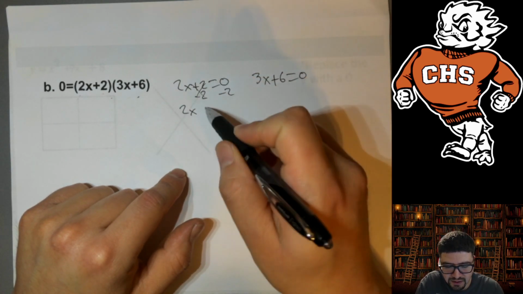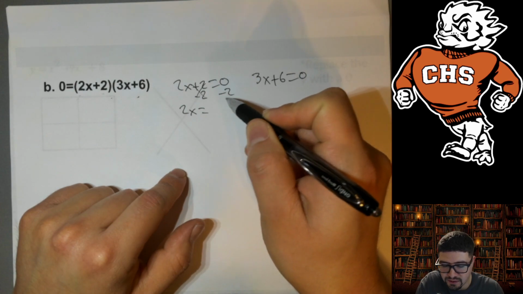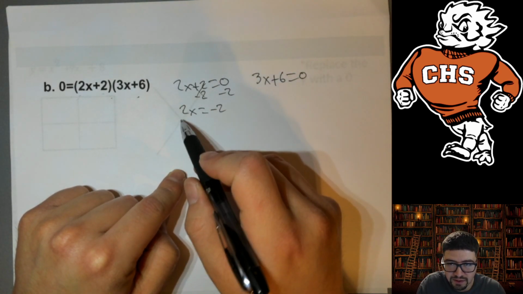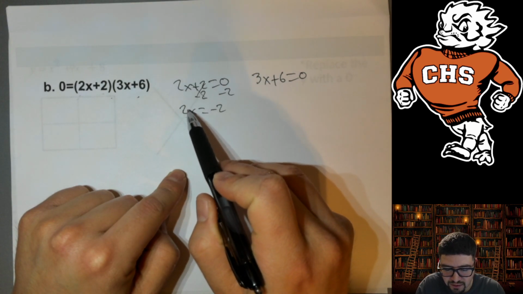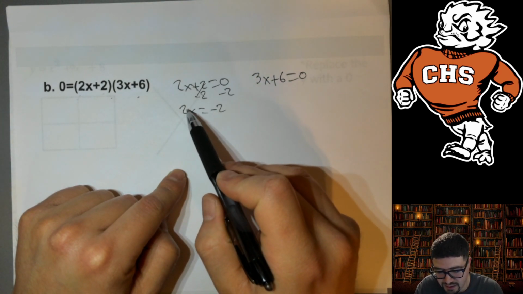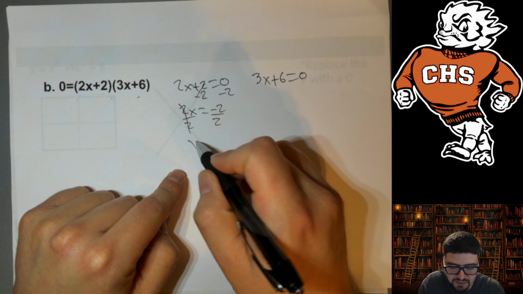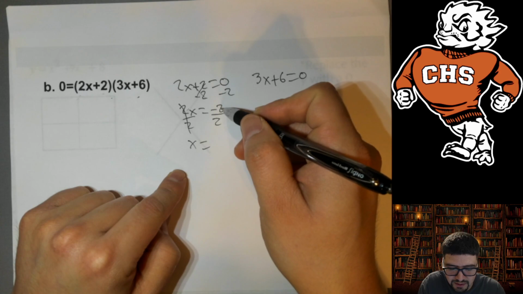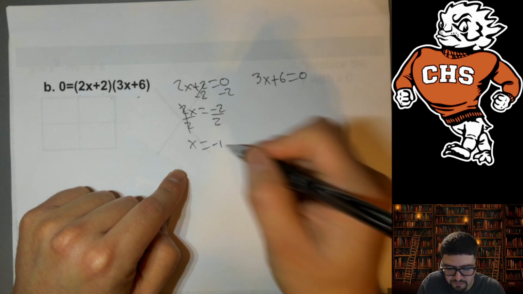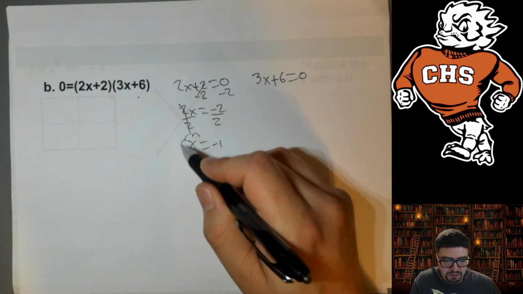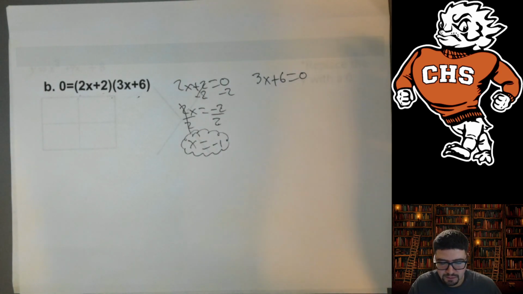2x equals 0 minus 2, which is negative 2. So now we can do the inverse of multiplication here, because that's 2 times x. So we'll divide by 2 on both sides. Cancel that. x equals negative 2 over 2, or negative 1, simplified. So this is it.